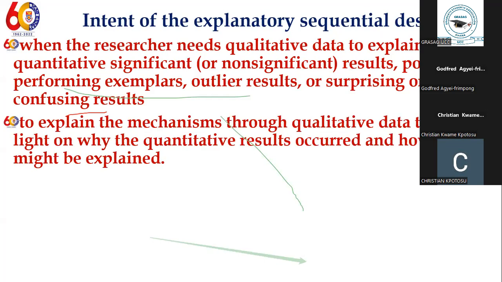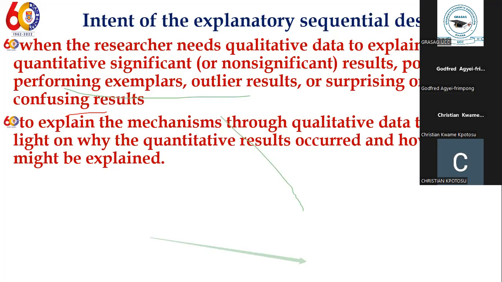Another intention of using the explanatory sequential design is if you want to explain some mechanisms through qualitative data that shed light on why the quantitative results occurred and how they might be explained. You know, human nature keeps changing. So you collect quantitative data and some two to three days later, you see that you need to probe into this. Why is this the case? There, the qualitative data comes in handy. This will help you throw more light, explore, expand your results and be able to explain why your quantitative results are the way they are.